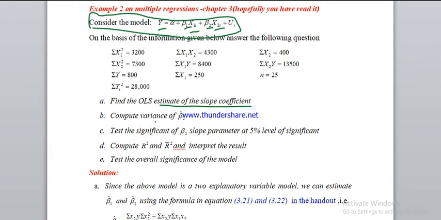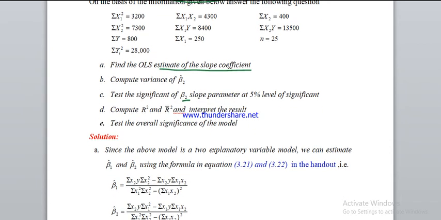B, compute the variance of beta 2 hat. What is the variation of beta 2 hat? Test the significance of beta 2 hat, the slope parameter. Before interpreting this coefficient, we have to check whether it is significant or not by using the significance test.